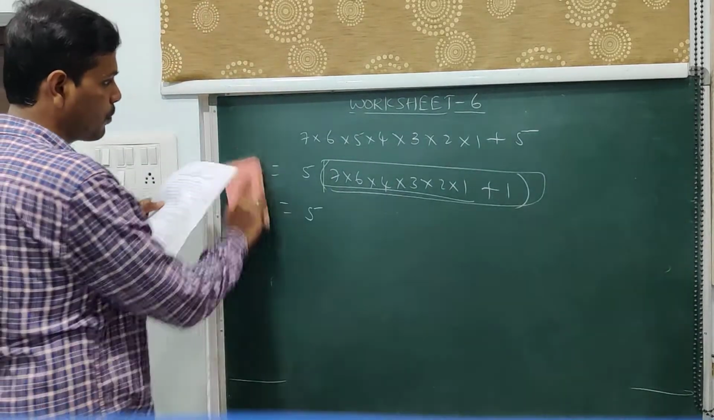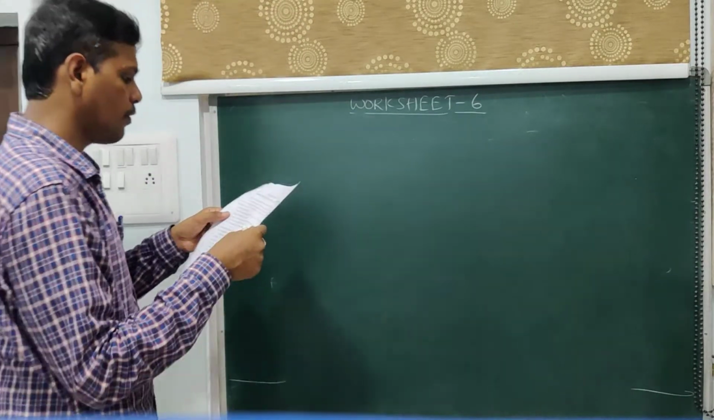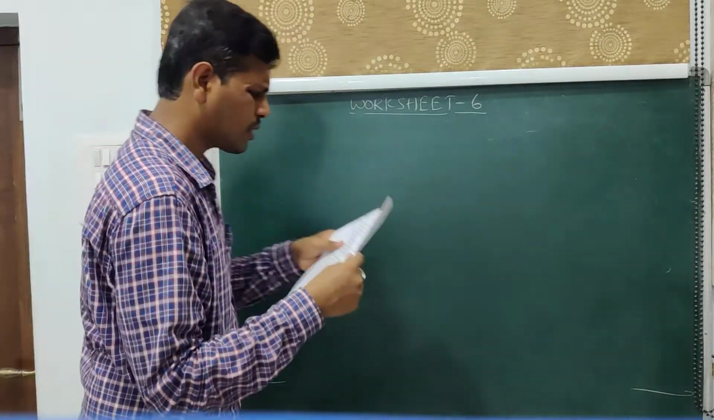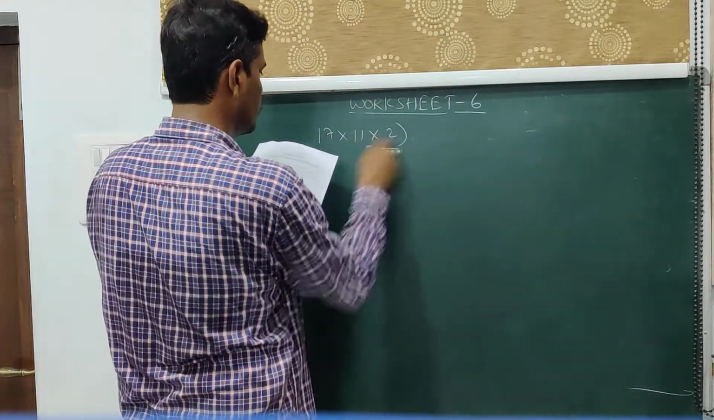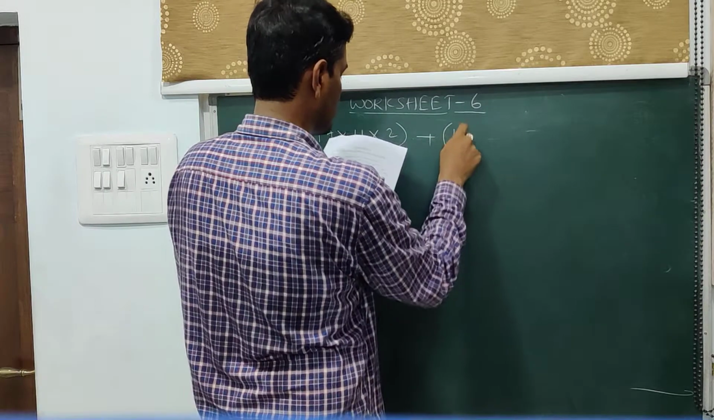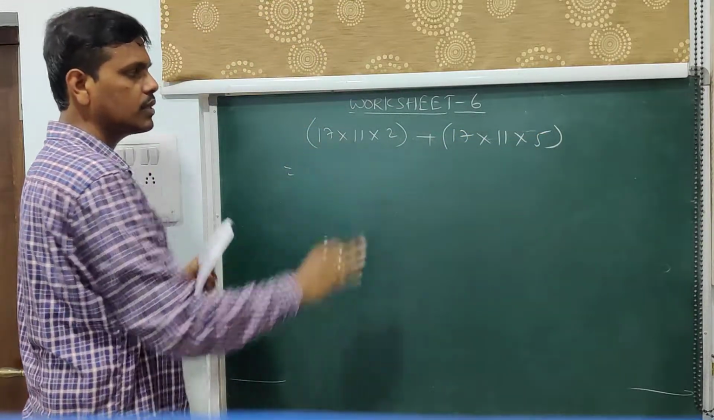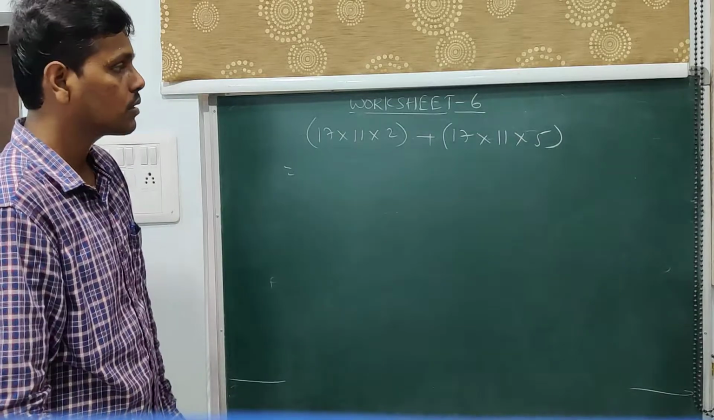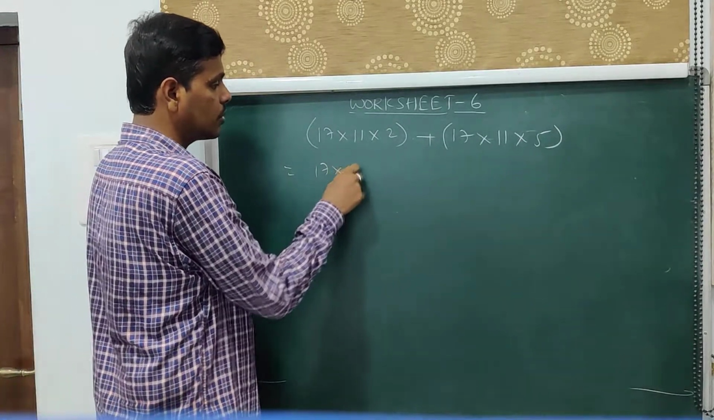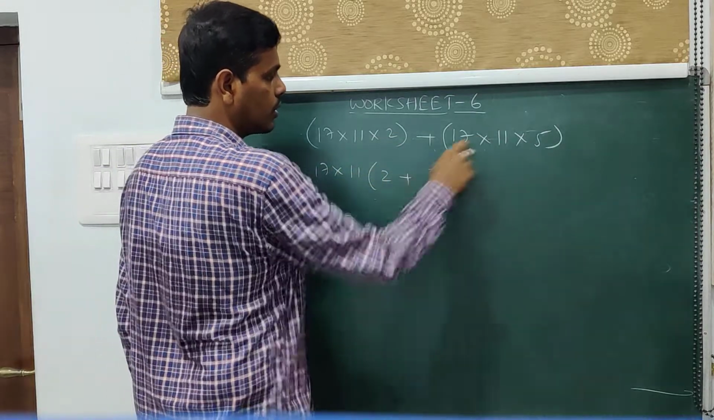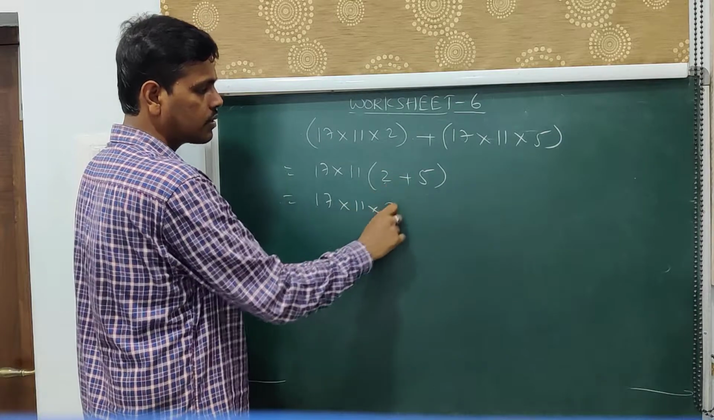Now let me move on to the fifth problem. The fifth problem is just similar to it, which you can do. This is rather easy: 7 into 11 into 2 plus 17 into 11 into 5. You can clearly see that 7 into 11 is the common multiple of both the terms, so you can take that out. 7 into 11, here you will be left with 2, here it is 5. 7 into 11 into 2 plus 5 is 7.